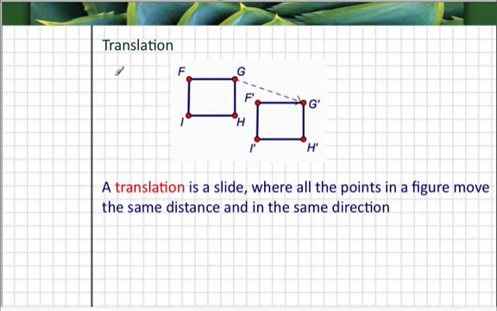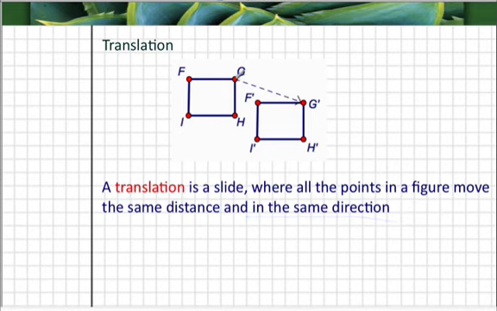The last transformation we're going to talk about today is called a translation. So make sure you're not confusing the words transformation and translation because they mean two different things. A transformation is any one of these things that we've just talked about, any one of these movements or changes. But a translation is just a slide. All you've done is you've picked the figure up exactly and slid it to the left, to the right, up, down, or a combination of those things. So it's a slide where all points in a figure move the same distance and in the same direction.